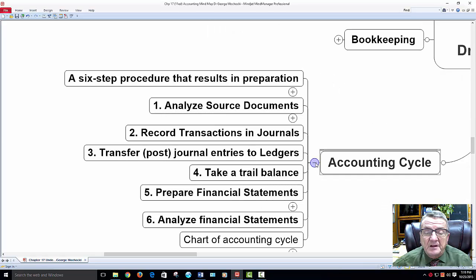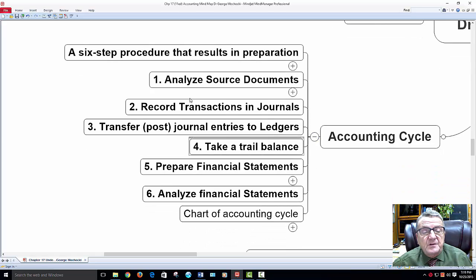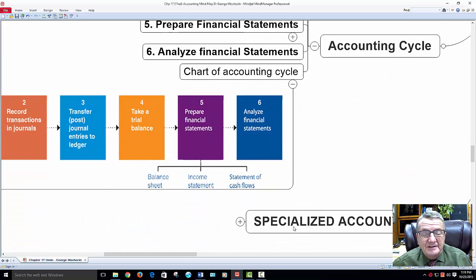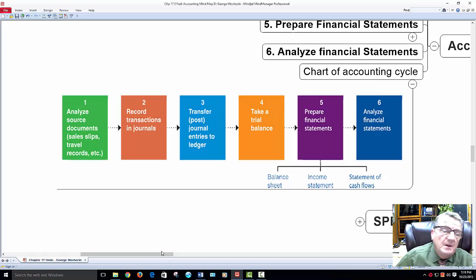Now we have the accounting cycle. Here's the accounting cycle, a 6-step procedure that results in the preparation of financial statements. Now I've got the chart of the accounting cycle. Let's talk about analyzing the documents, taking a trial balance, and preparing. So let's look at this one. I've got a lot of words. I kind of like the charts, the pictures. Okay. Analyze the source documents, like the sales slip. That's the first thing. I get the paperwork. What do I got?